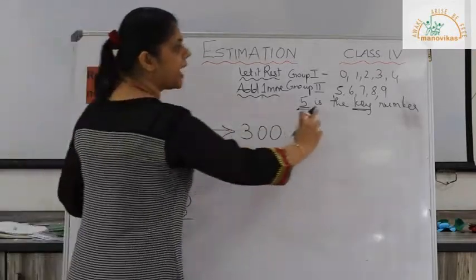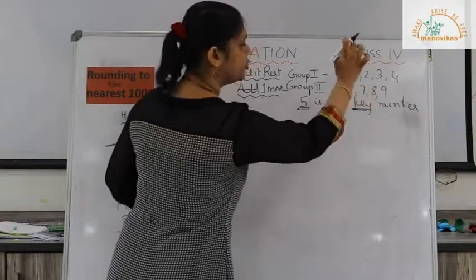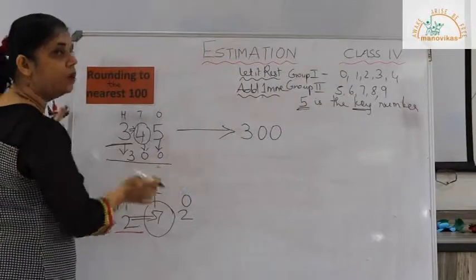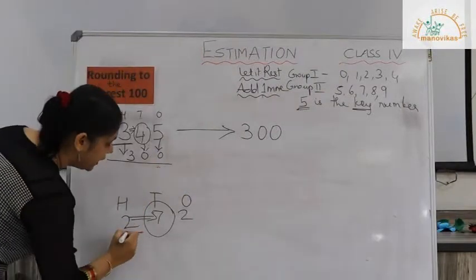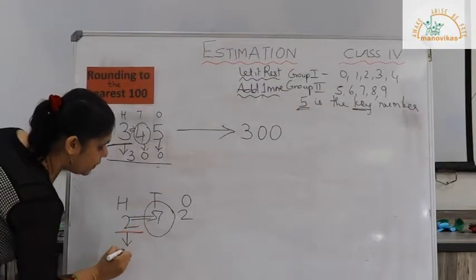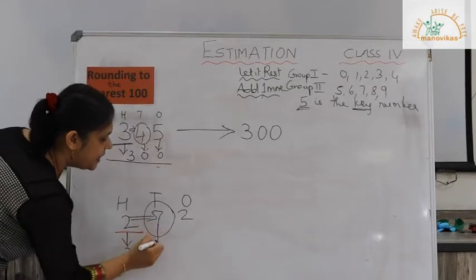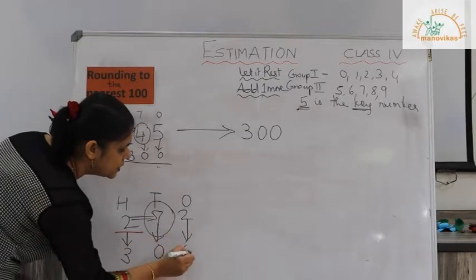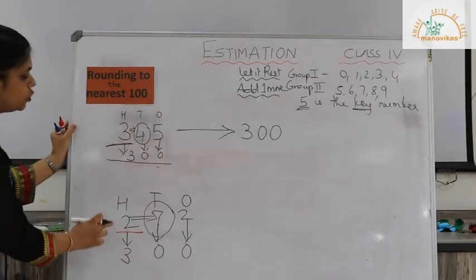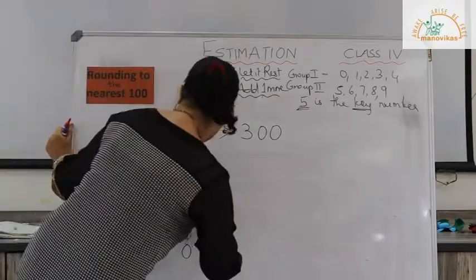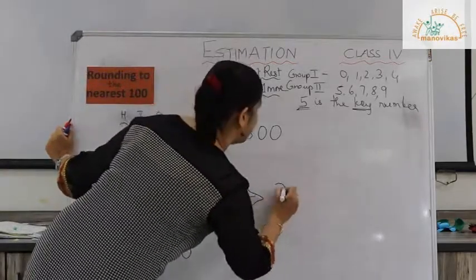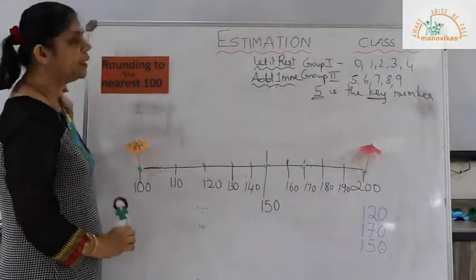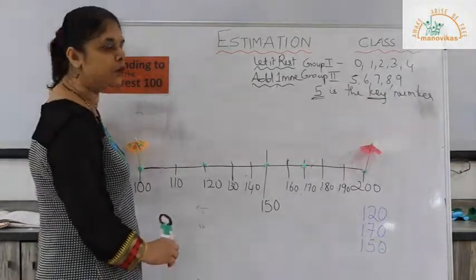So, where does it lie? It lies in group 2. So, we are going to add one more. Where are we going to add one more? In the hundreds place. So, 2 will become 3. And the other digits following the hundreds place will change to 0. So, 272 will be rounded up as 300. To understand this concept of rounding to the nearest 100, I will tell you one more story.